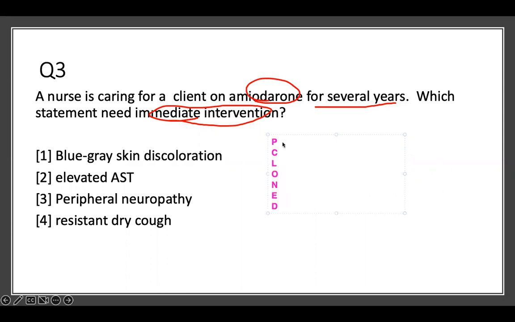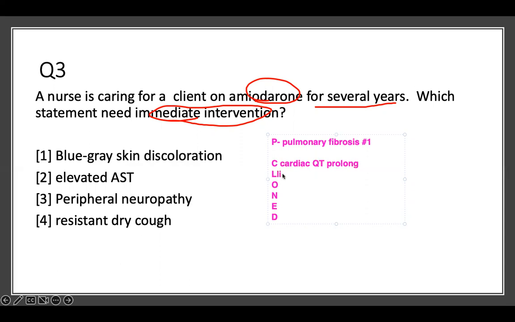The way I made it is, if you're on amiodarone, you get yourself cloned. That means you'll be dead if you have pulmonary symptoms. So P is pulmonary fibrosis. This is the number one symptom. Then C is cardiac. We have things like QT prolongation.